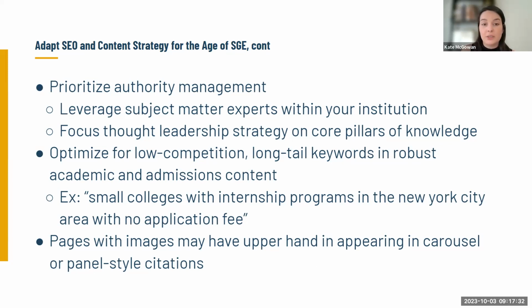Additionally, as users may become more used to receiving very specific AI-generated answers to more complicated searches, these complex queries become the standard. For example, small colleges with internship programs in the New York City area with no application fee. Tailor your content and your site for these specific detailed queries by not only having this information available, but by logically structuring the information architecture and headers within each piece of content.